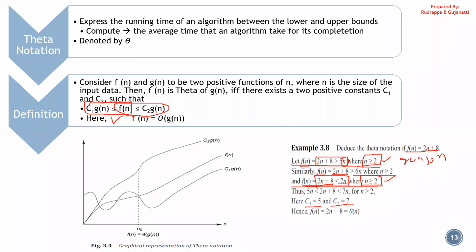So I can make an observation that when this n0 value is 2, the function f of n is satisfying this entire condition. Therefore, I can call f of n the theta notation of g of n, in which g of n in this case is n. So this is with respect to theta notation.